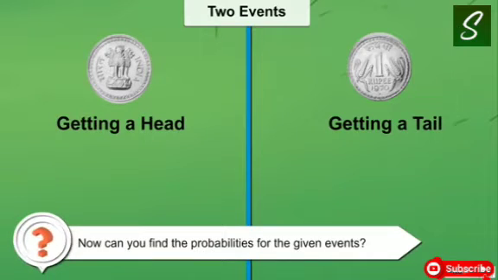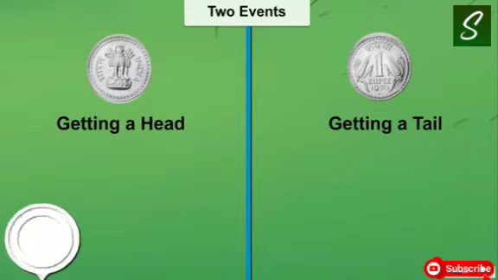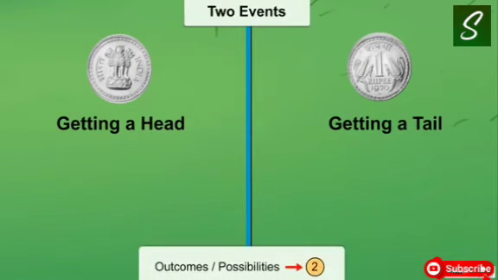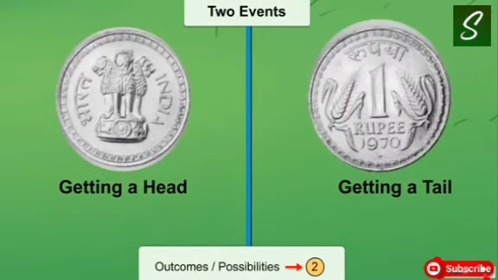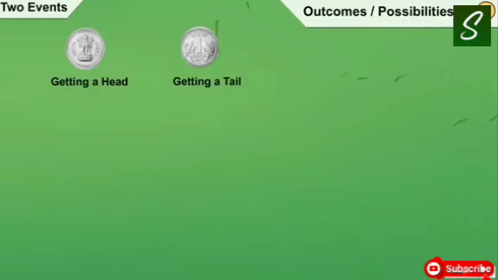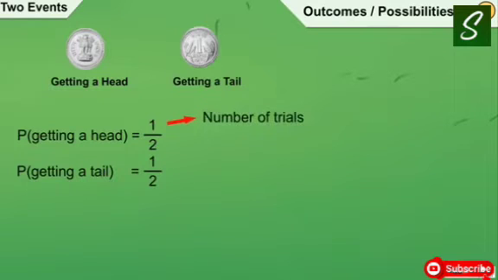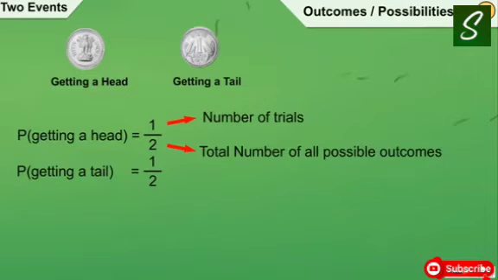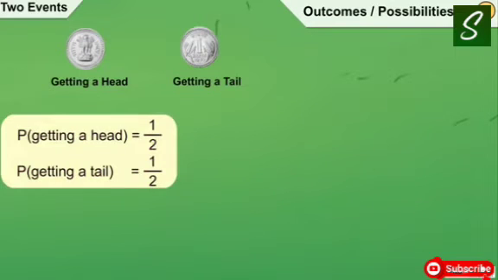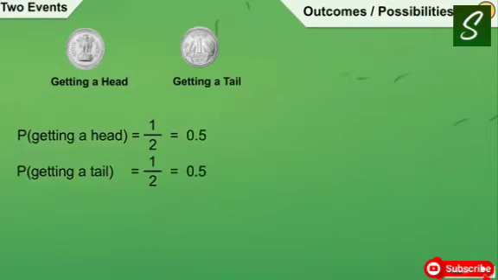Now can you find the probabilities for the given events? As we had already shown above, there are only two outcomes or possibilities, and these are none other than head or tail. So the probability of getting a head is 1/2, and the same for getting a tail is 1/2. The numerator of this fraction shows the number of trials in which the event happened, and the denominator shows the total number of all possible outcomes of the experiment. These can also be written in the form of decimal as 0.5.